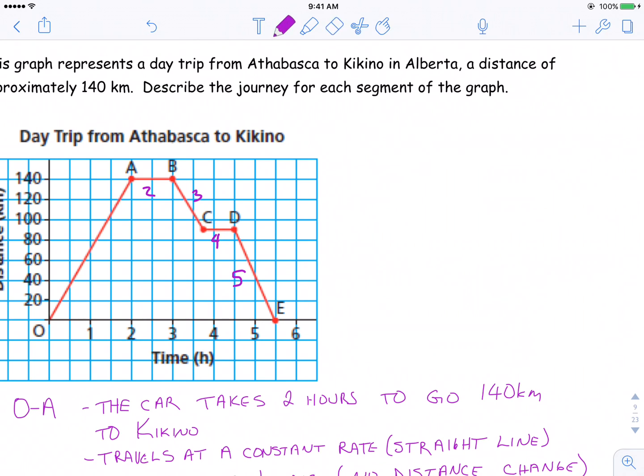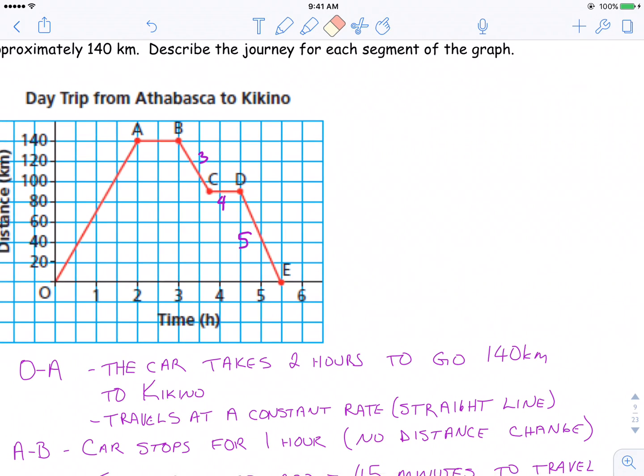What happens at spot number 2, A to B? Well, the car doesn't travel anywhere. Distance does not change, right? The time changes by about an hour. So they take about an hour before they decide to turn around, and it looks like they go back home to Athabasca. So we just simply write that. Car stops for about an hour. There's no distance change, so it's standing still.